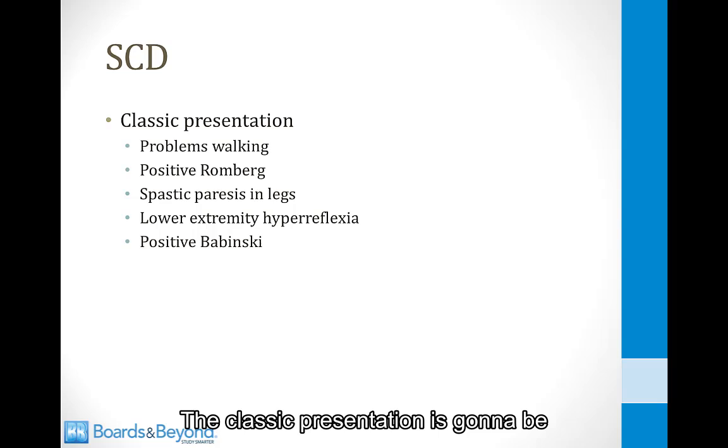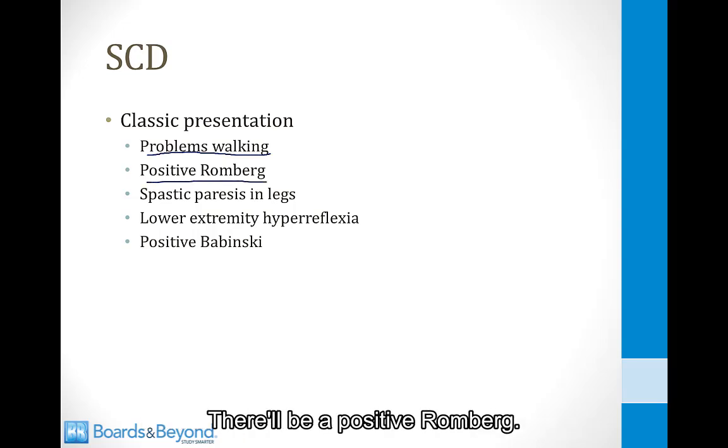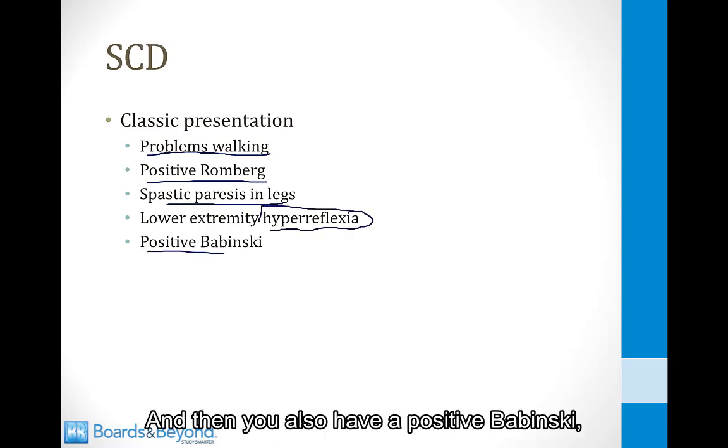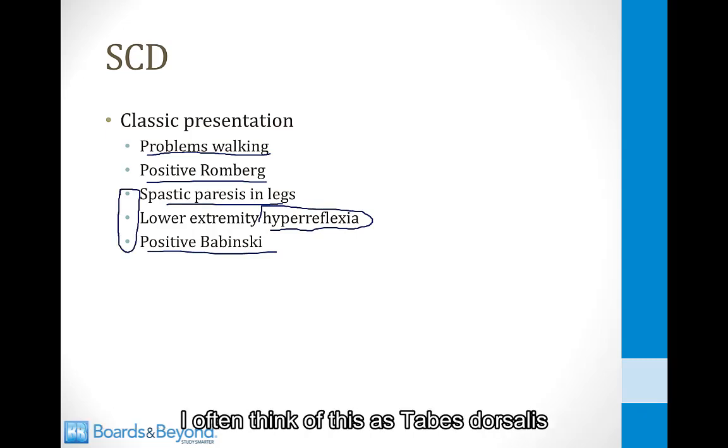The classic presentation is going to be a patient who has problems walking from the ataxia due to loss of proprioception. There'll be a positive Romberg. There'll be spastic paresis in the legs. The lower extremities will be hyperreflexic. And then you also have a positive Babinski. And all of these are signs of upper motor neuron damage. I often think of this as tabes dorsalis plus upper motor neuron damage because that's what it looks like.